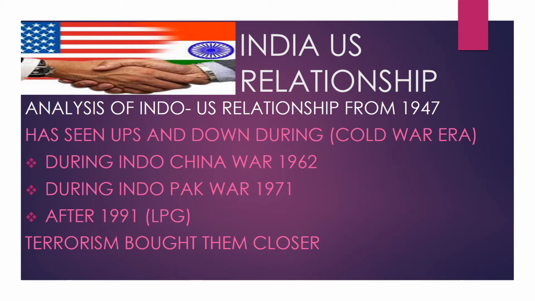But one could analyze the India-US relationship in three different phases. One was during the Indo-China War. During the Indo-China War, the USA helped India to an extent by supplying arms and ammunition. The USA was even ready to support India with its nuclear power. It is because China was a communist nation and a close ally of Russia.